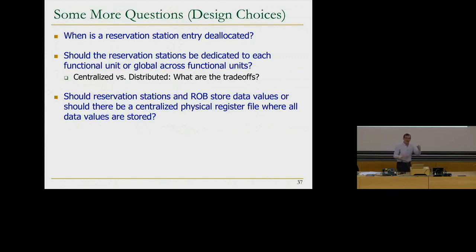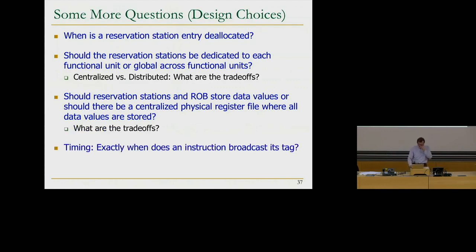Basically, now, whenever you're renaming a register, you don't rename it to the reservation station entry, but you rename it to the physical register entry. I'll quickly get to that later on, and there are trade-offs associated with it. Okay, timing, I'm going to skip this, but think about exactly when an instruction broadcasts its tag. You need to time this well so that you don't increase your critical path clock cycle time. I'll get back to this physical register file with examples from real engines.